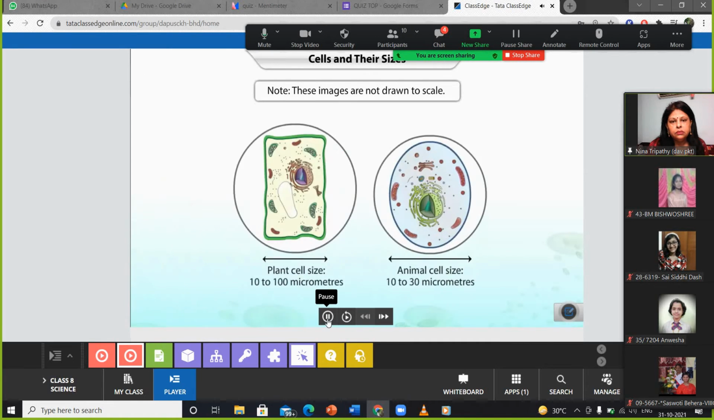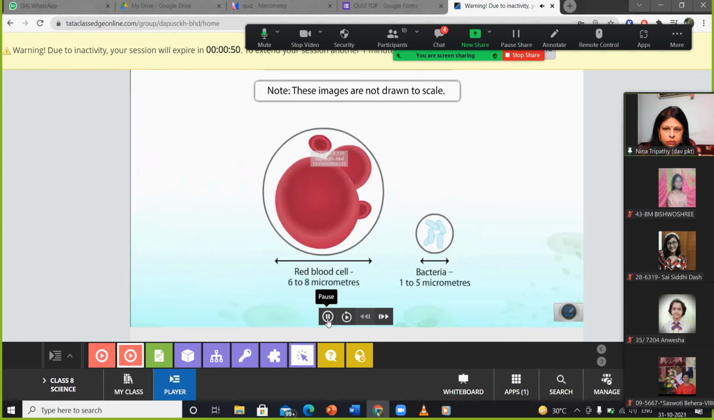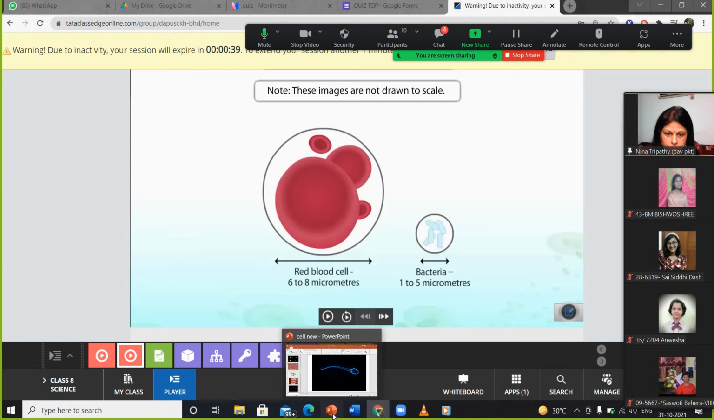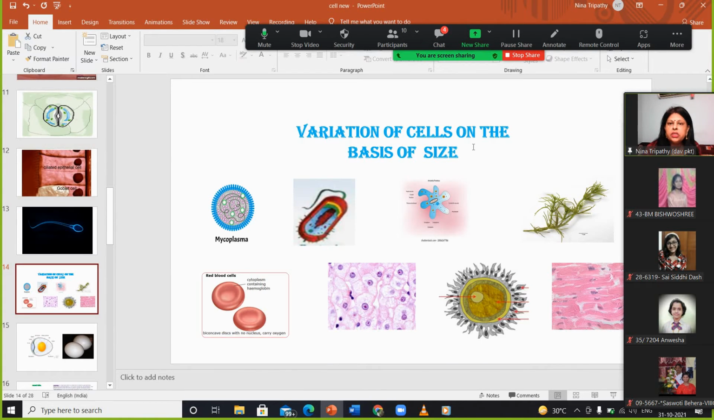Plant cells as well as animal cells are between 1/100th and 1/10th of a millimeter. These cannot be seen by the naked eye, but require a light microscope. Still smaller are cells such as red blood cells and bacteria. So you got the information about the sizes and shapes of the cells. So much information you got. Now you can see the different sizes: Mycoplasma, bacteria, amoeba, and this is the Chara.